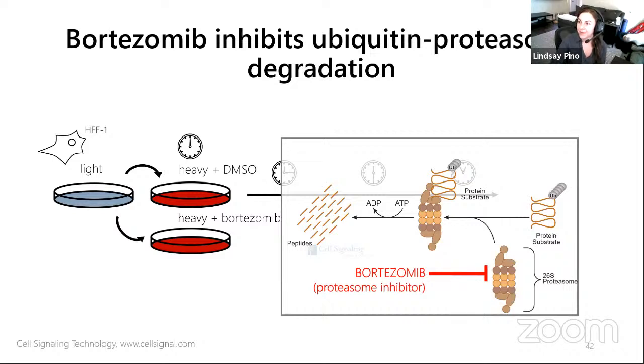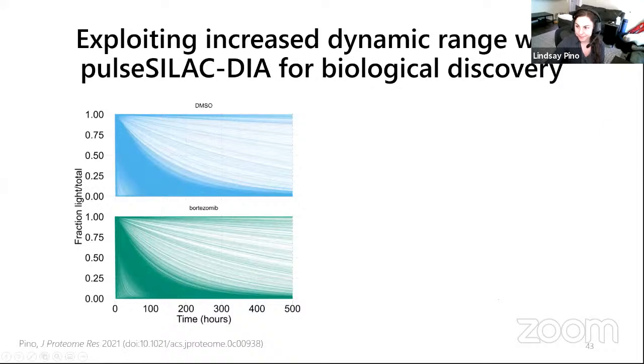Okay, I think we're caught up with questions. I'll just share with you some of these results. This is what those turnover curves look like. This is showing the time as it progressed along the horizontal axis, and on the vertical axis, it's the fraction of the light to the total protein abundance. So when we start out at time 0, all of the proteins are 100% light.